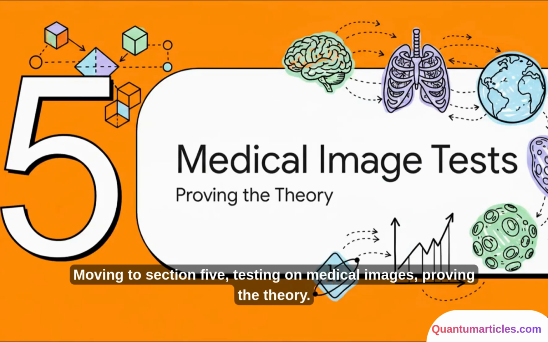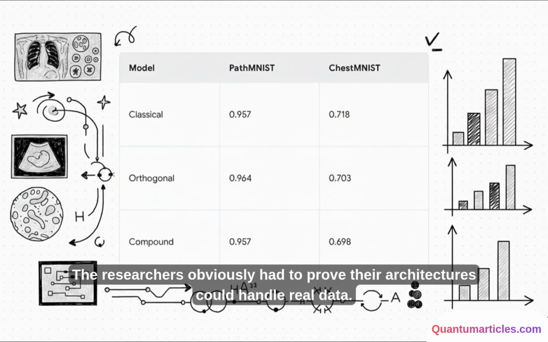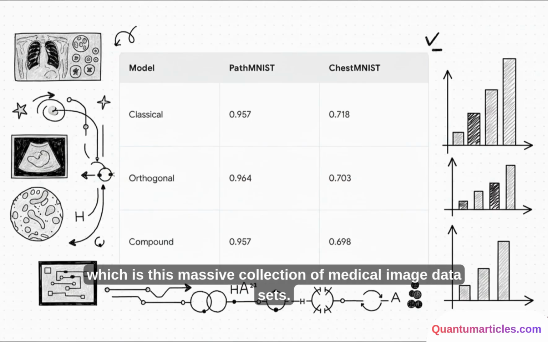Moving to Section 5, testing on medical images, proving the theory. Okay, so theory and high-level math are great, but does this actually work on real-world problems? The researchers obviously had to prove their architectures could handle real data, so they put them to the test using MedMNIST, which is this massive collection of medical image datasets. Think X-rays, ultrasounds, that sort of thing.